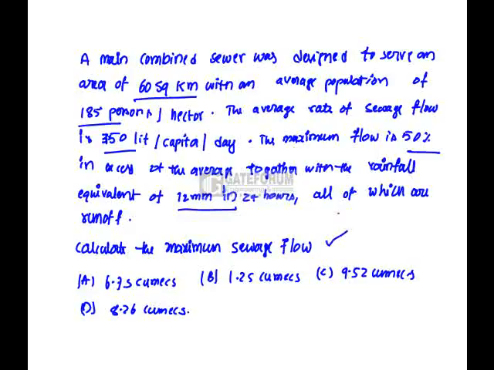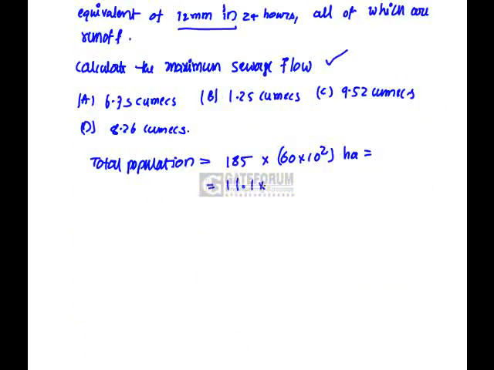We have to calculate the maximum sewage flow for the total population of the area. Total population is equal to population density, that is 185 persons per hectare, into 60 square kilometers, which is 60 into 10 to the power of 2 hectares, that is equal to 11.1 into 10 to the power of 5 persons. Therefore, we know that total population is this much. We know the average rate of sewage flow.